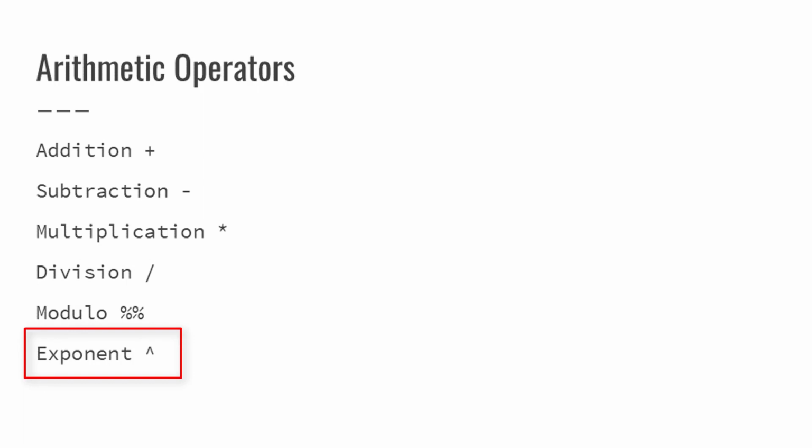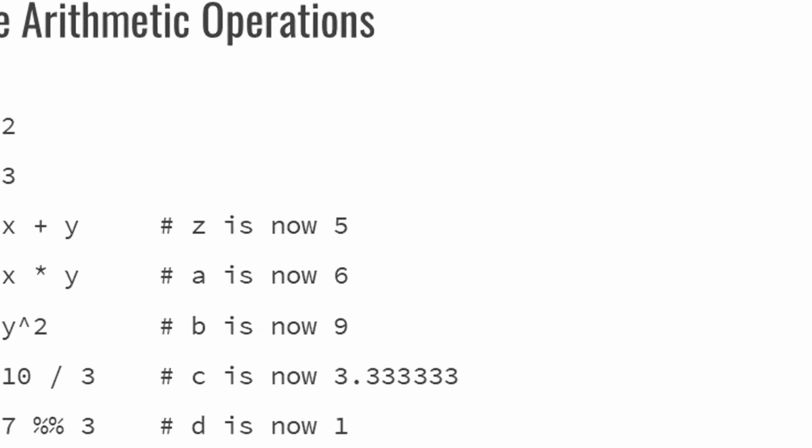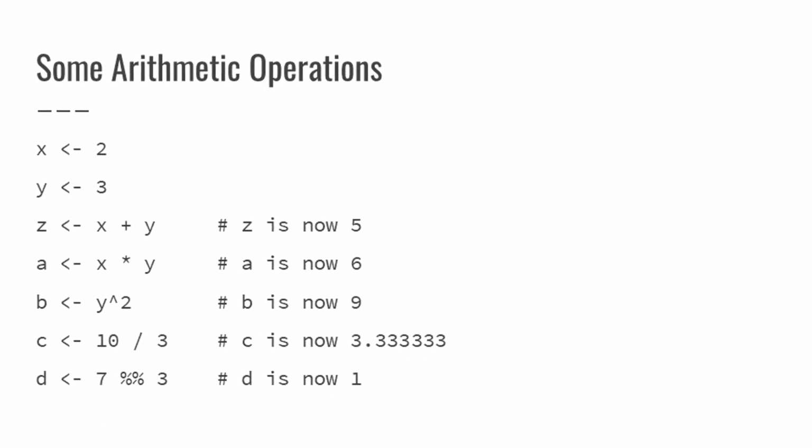The power symbol is used for the exponentiation operator, which raises one value to the power of another. For example, 2 raised to the power 3 would return 8. The percent symbols represent the modulo operator, which returns the remainder of dividing one value by another. For example, 7 modulo 2 would return 1. Here are some examples of using these arithmetic operators in R.